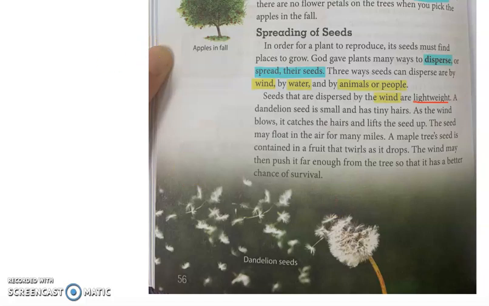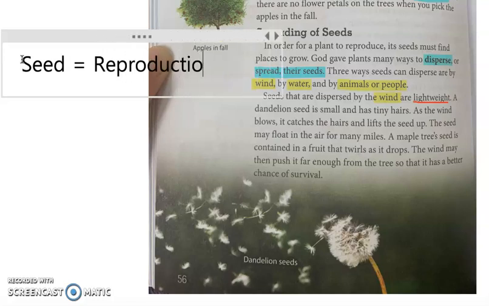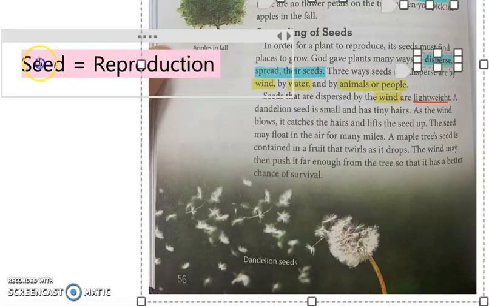So fourth graders, why do we need seeds? What are the seeds for? Seeds are actually for reproduction. And what is reproduction? Reproduction is like making copies or making babies.